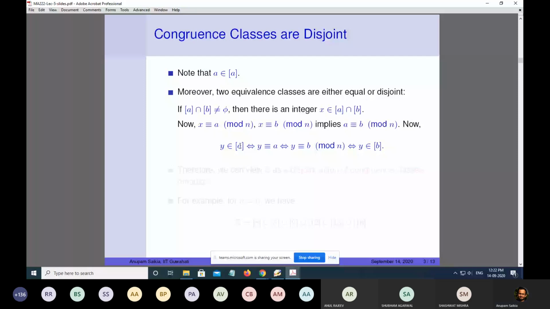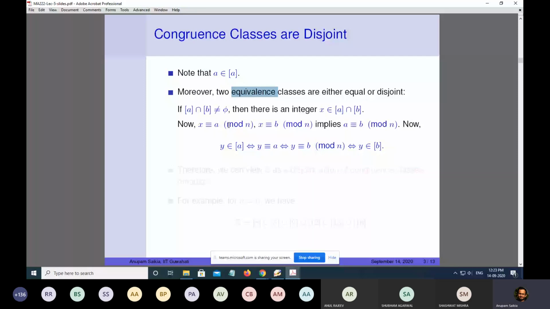By the way, we are doing this for the congruence class, but this is in general true for any equivalence class. This is not just true for the equivalence relation of congruence modulo n. It is true for any equivalence relation. So equivalence classes are either equal or disjoint.